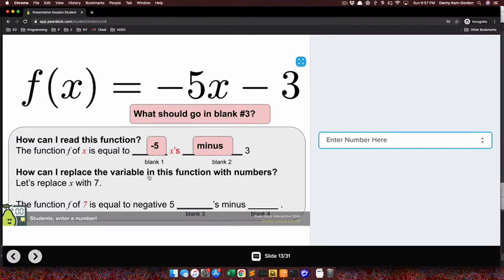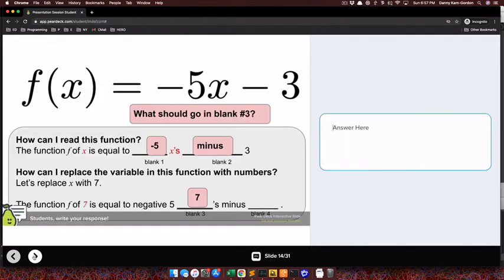And how can we replace the variable in this function with numbers? Let's say we want to replace x with 7. So it would be the function of 7 is equal to negative 5. And again, we put a 7 here and a 7 here. So it's going to be negative 5 times 7, minus 7, and then it's going to be minus, and then, of course, we have the 3.